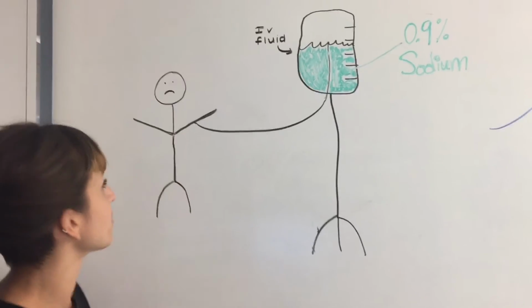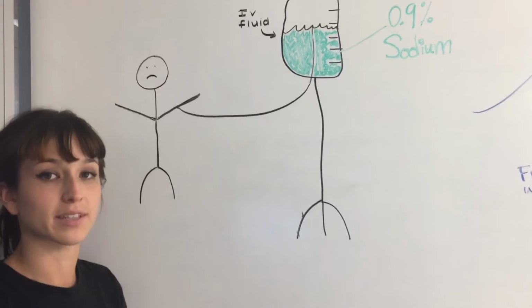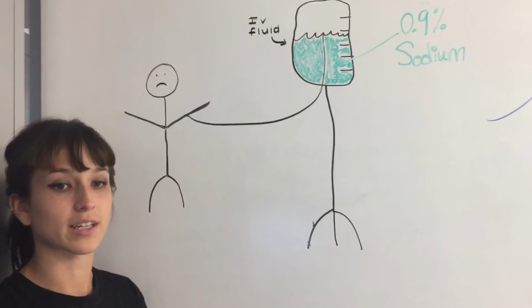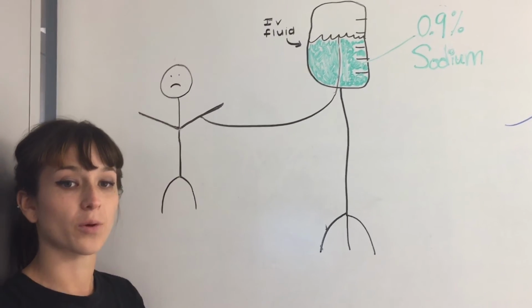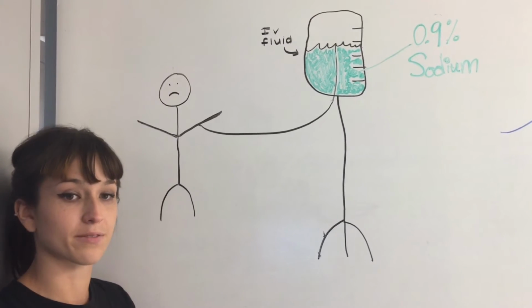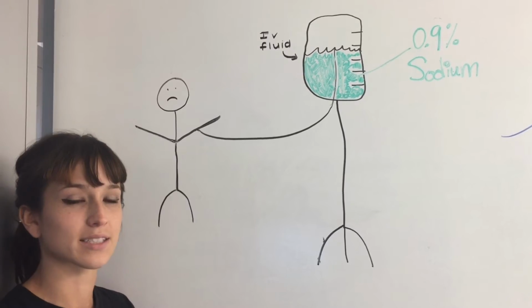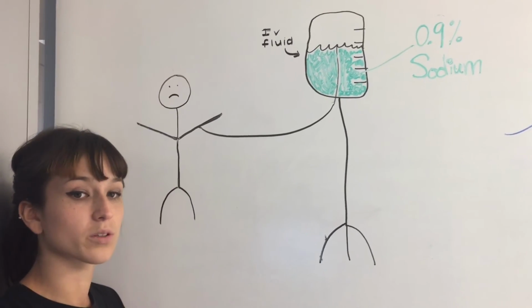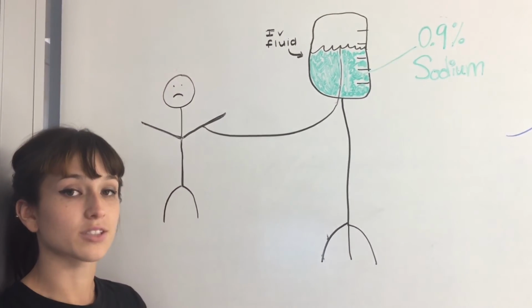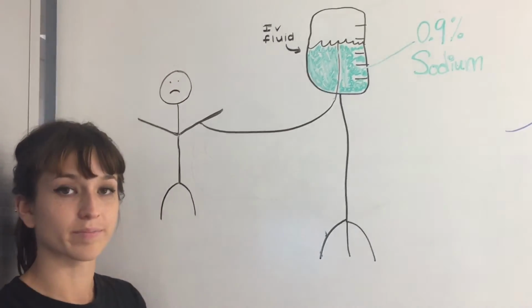A common example of an isotonic solution is saline solution. Here we have a man who is severely dehydrated, so he went to a hospital to get help. Normal saline solution contains 0.9% sodium chloride and is primarily used as IV fluid. When red blood cells are placed in 0.9% salt solution, they neither gain nor lose water by osmosis. Such a solution is said to be isotonic.